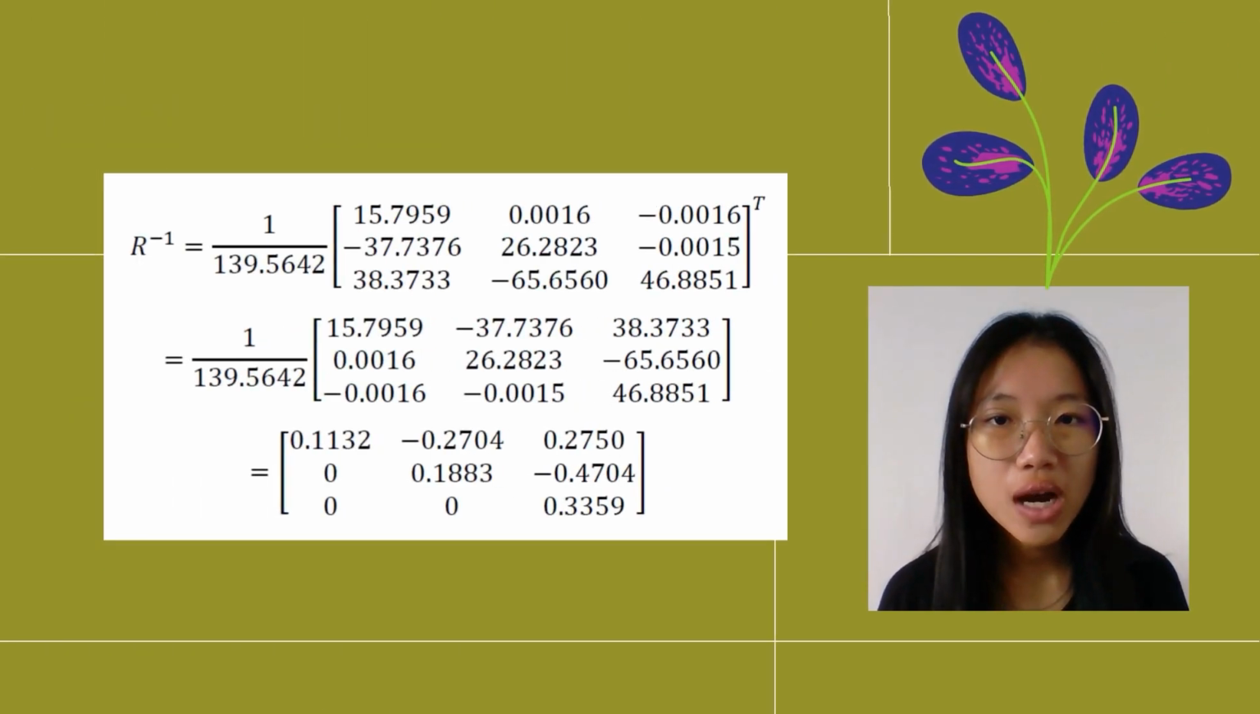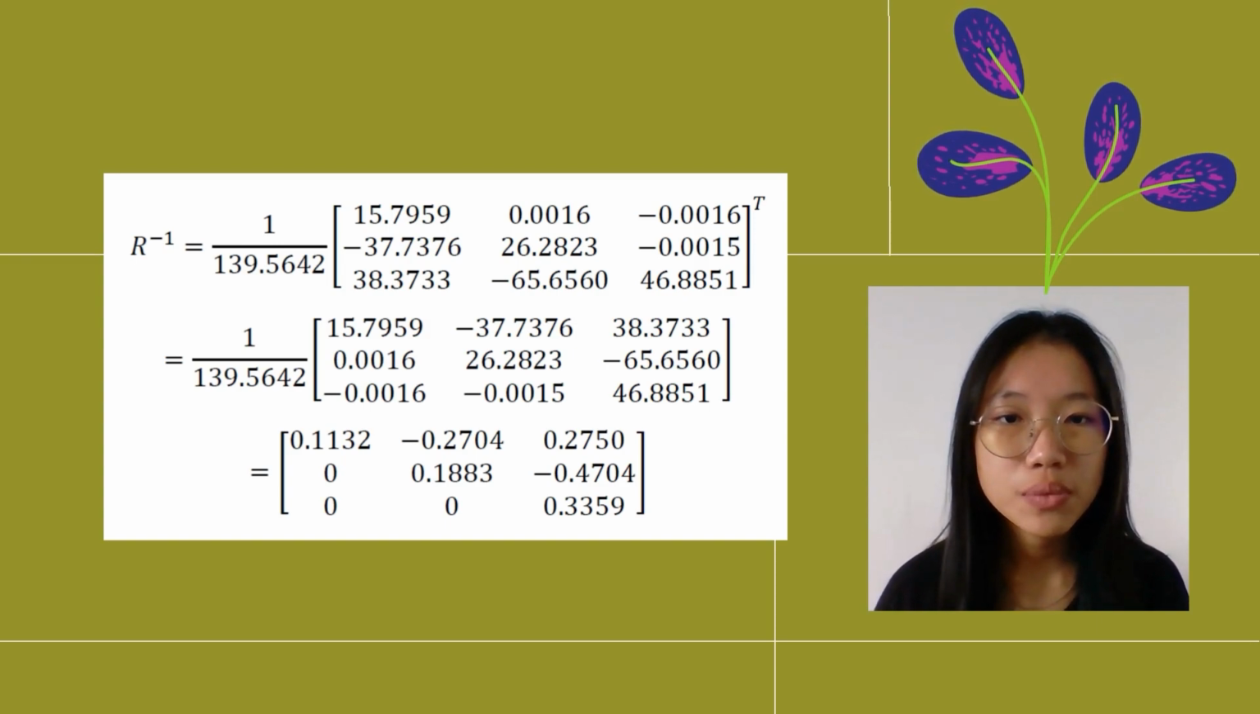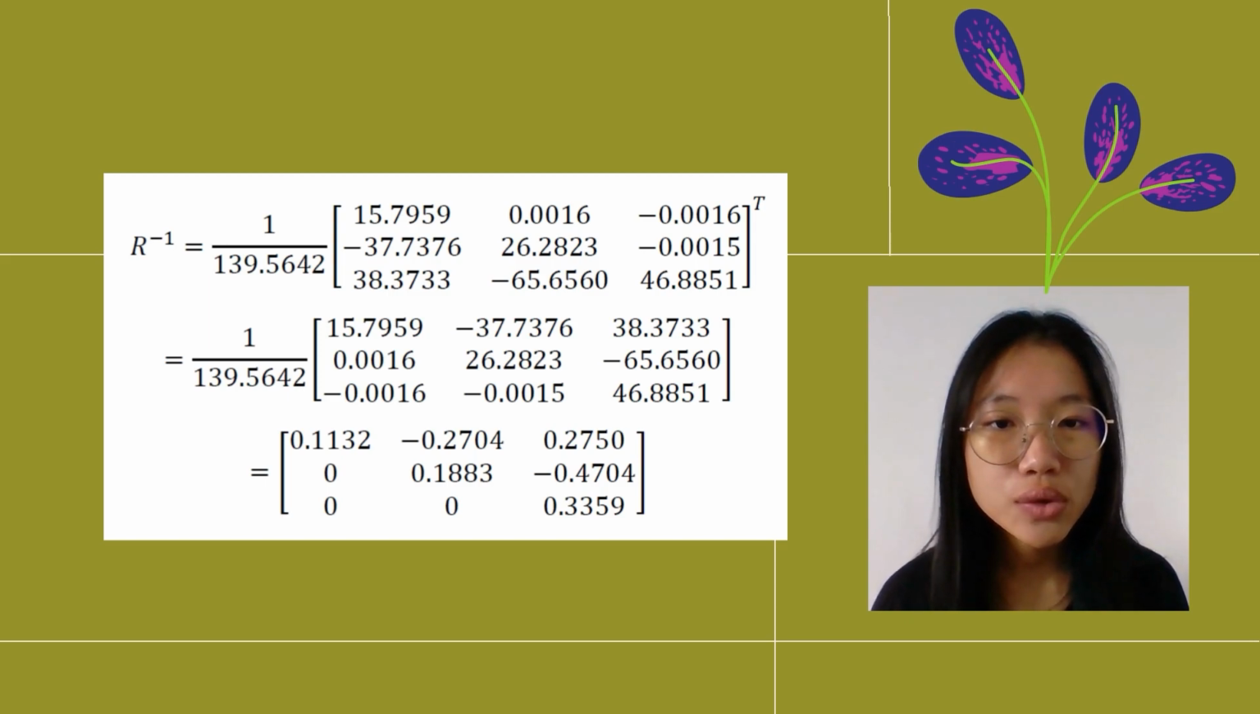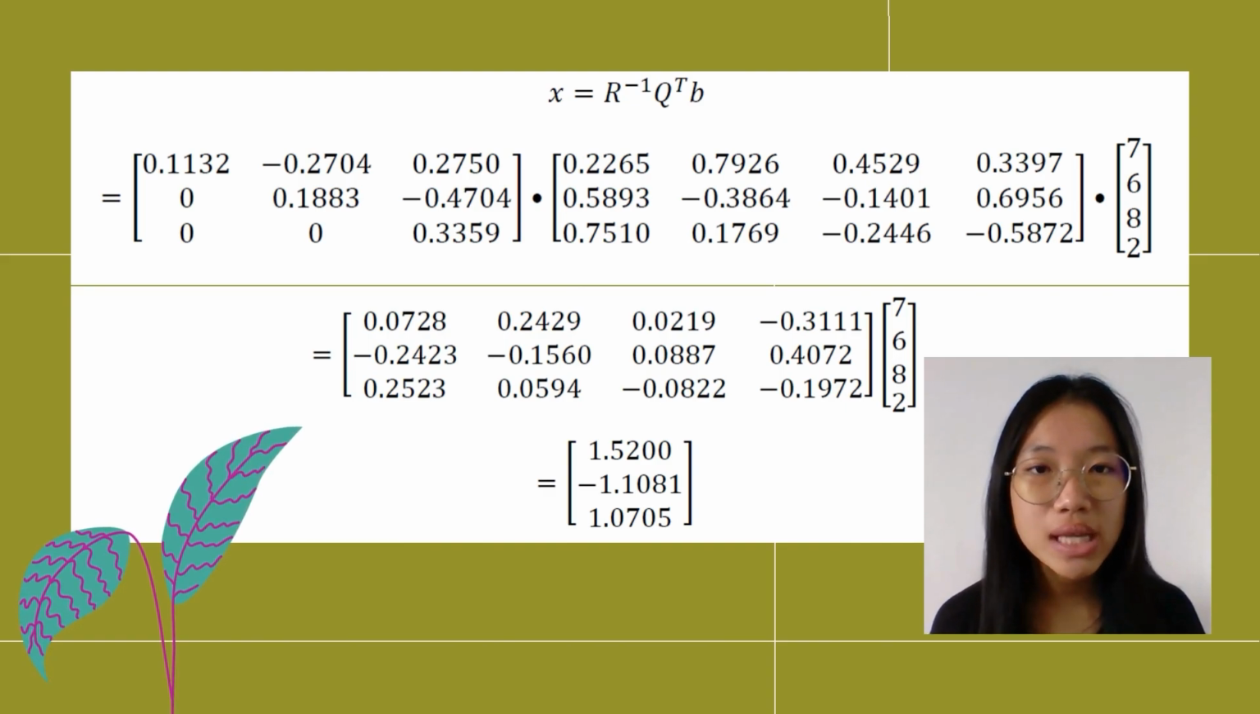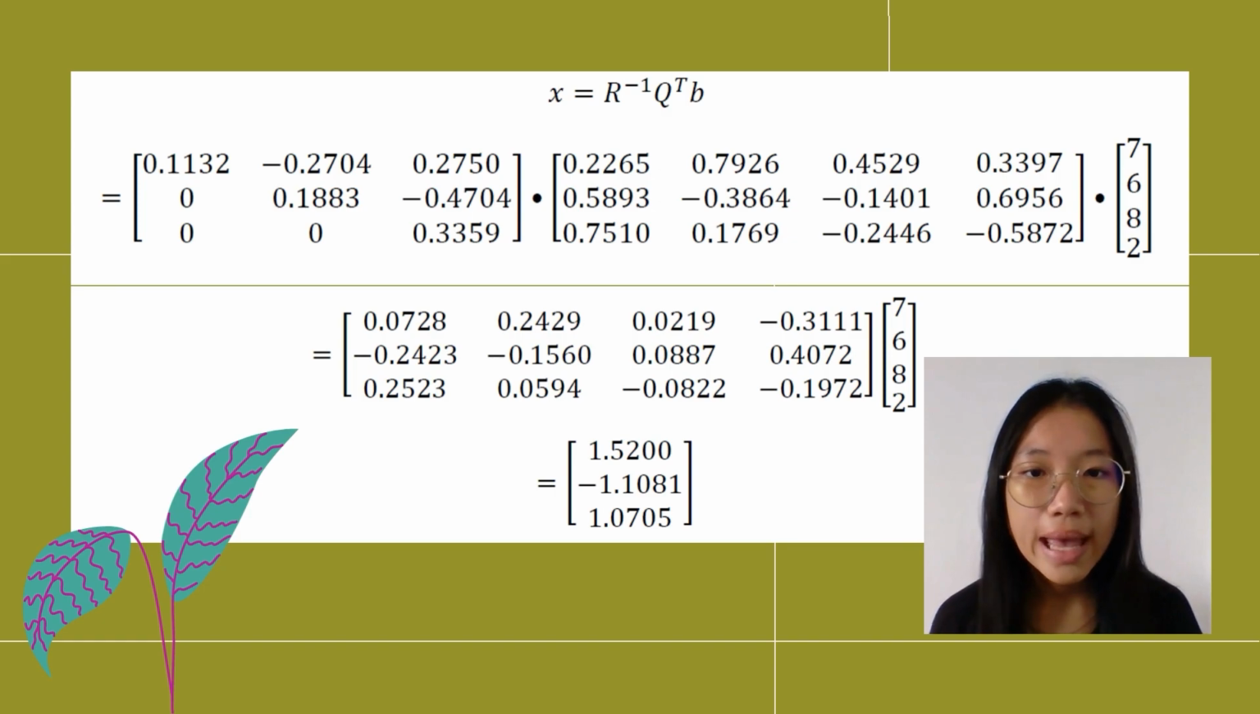Okay, so the inverse of R will be equal to 0.1132, -0.2704, 0.1883, 0.2750, -0.4704, and 0.3359. After we find the inverse of R, we can find X by substituting the inverse of R, Q transpose, and the matrix B. Multiplying all the values, X will be equal to 1.5200, -1.1081, and 1.0705.